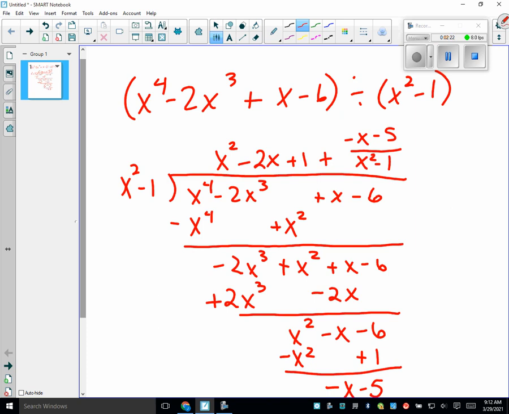Y'all remember this? We had to do it with asymptotes in the middle, didn't we? So we have done it since then. That is long division. First problem on the test, long division. Get it over with.